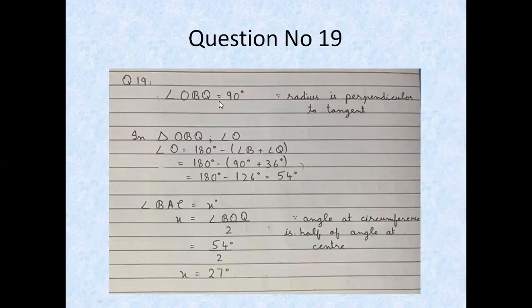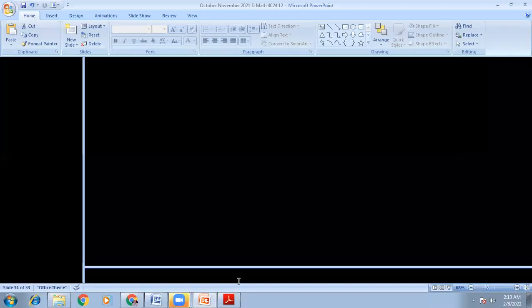So angle OBQ is 90 because the radius is perpendicular to the tangent. In the triangle OBQ, the angle O will be 180 minus the angle B plus the angle Q. So 180 minus bracket 90 plus 36. So 180 minus 126 equals 54. The angle BAC will be half of the angle 54, and that will be 27. So the x value will be 27. Hopefully you understand the properties which are involved.